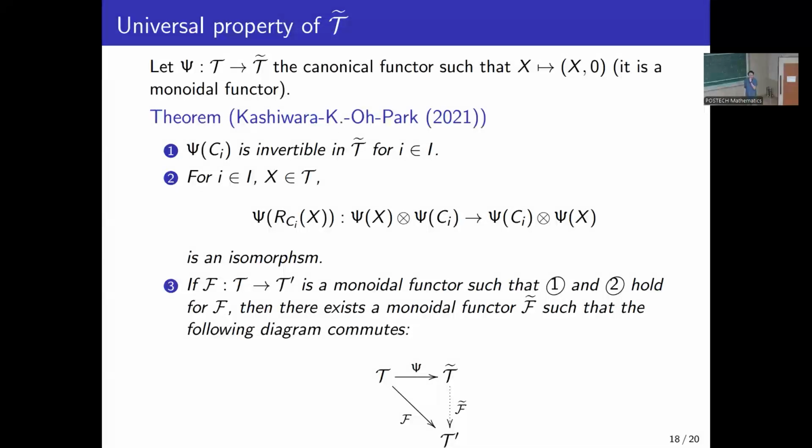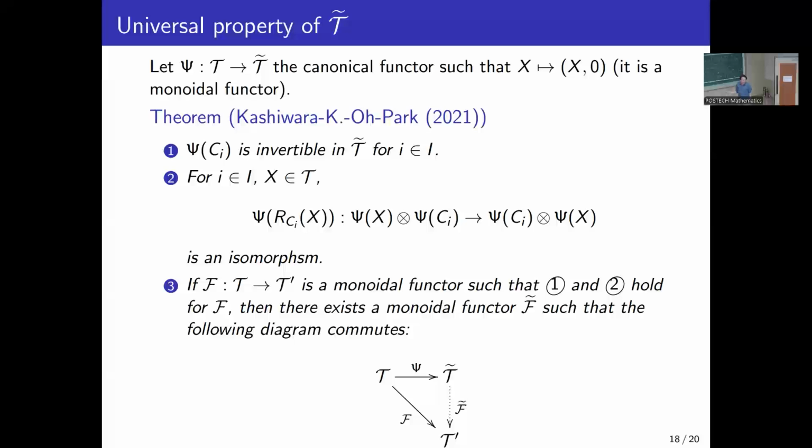Any other questions? So for this RCI in your particular category, is this RCI canonical, or do you have to choose some RCI to define the localization? The whole thing depends on the existence of RCI. If you have a family you want to invert, then you should construct RCI. It's not canonical. You should choose something, right? We don't know whether it exists from the beginning. And if it exists, you have to choose something.